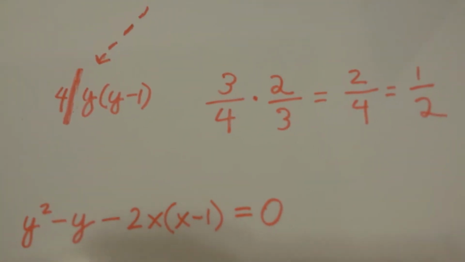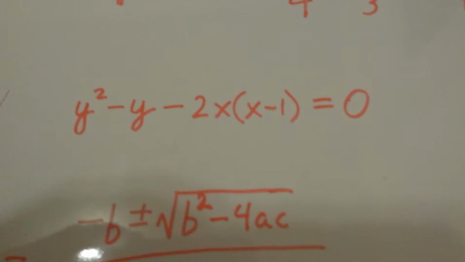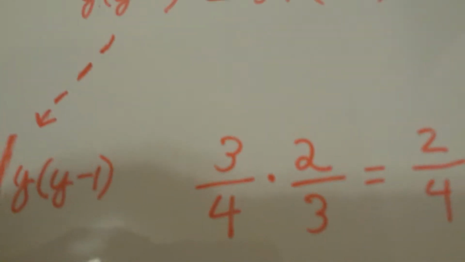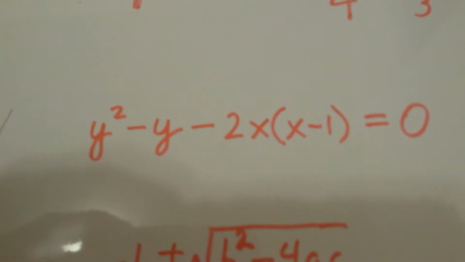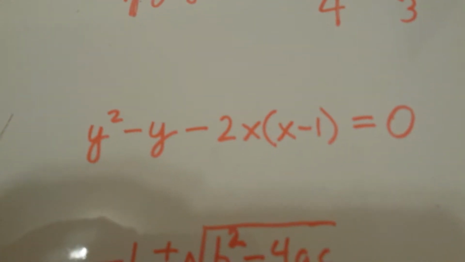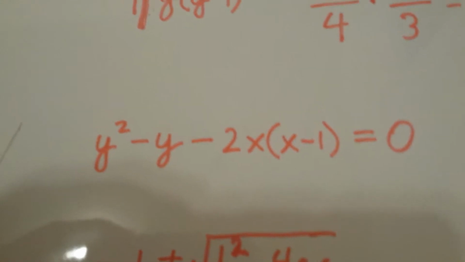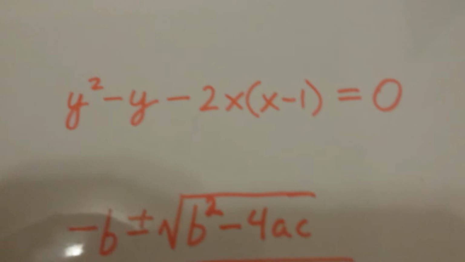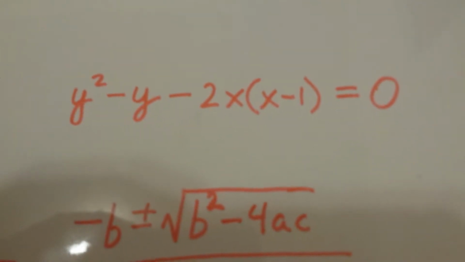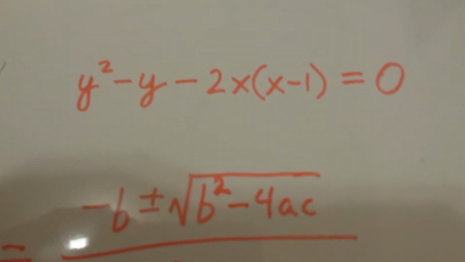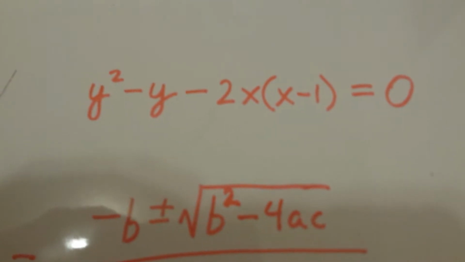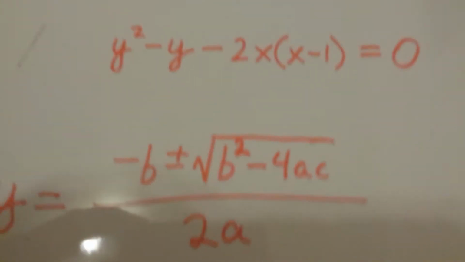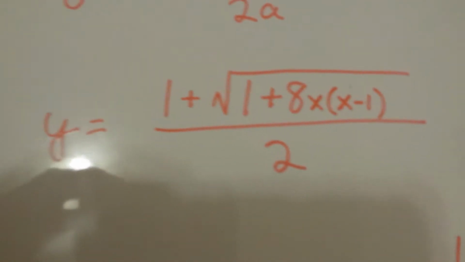How I solved B is that I reduced everything to this, right? This should make sense, because I went from here to here. And then I could use the quadratic formula. You got A equals 1, B equals -1, and C is negative 2x times x minus 1. Makes sense, doesn't it? So I applied it, and then I got this.